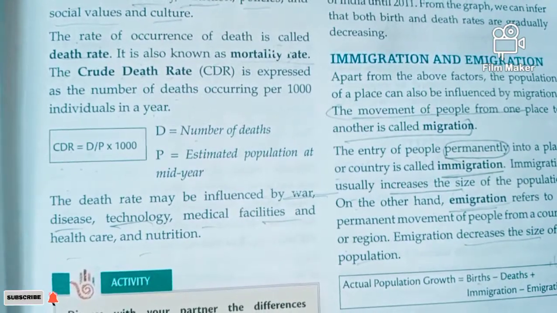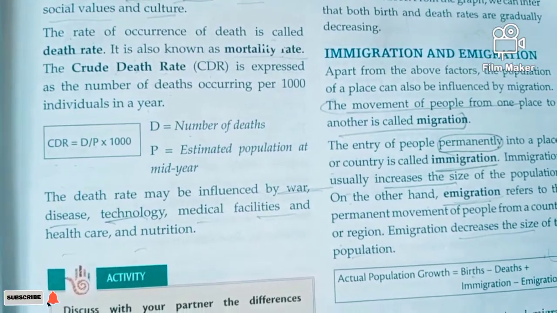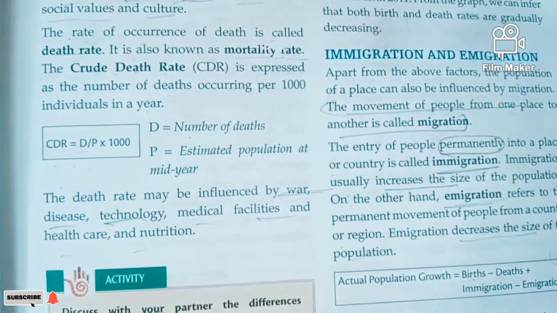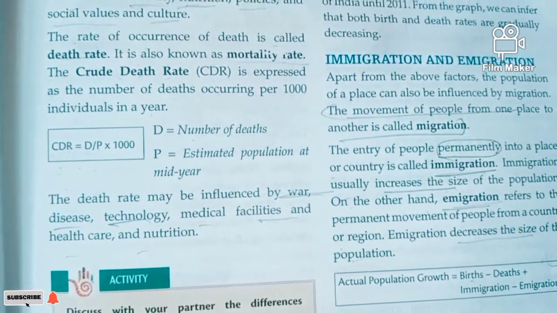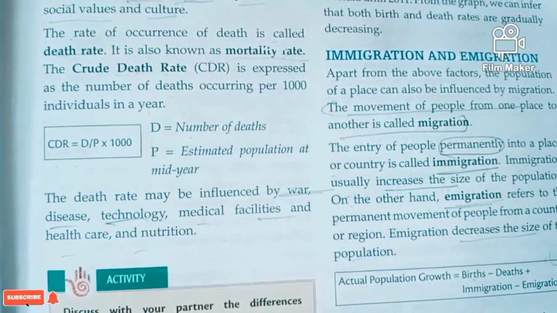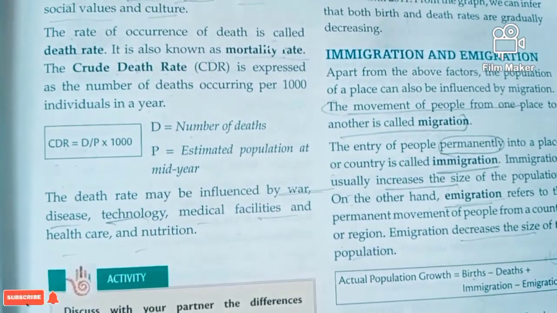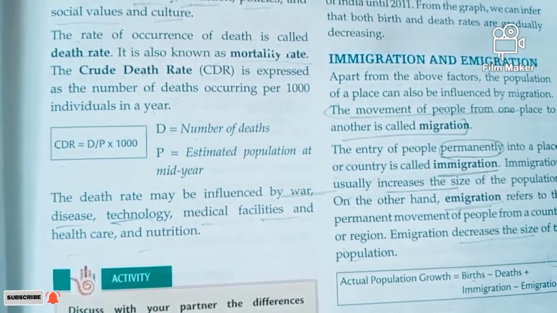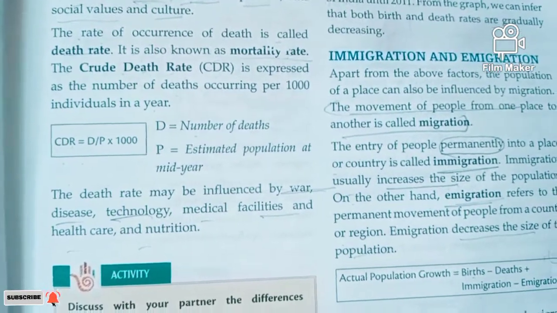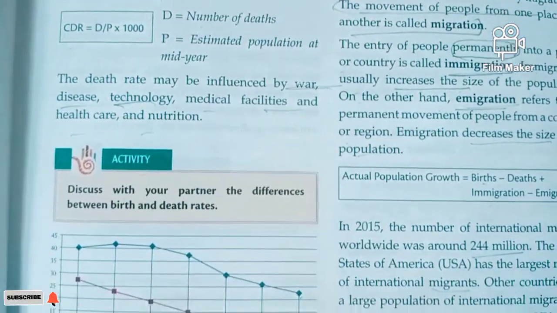Good medical facilities, fewer deaths. Fewer medical facilities, more deaths. Healthcare and nutrition. These factors are also responsible for deciding the death rates.